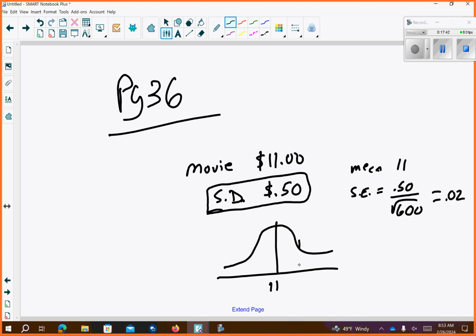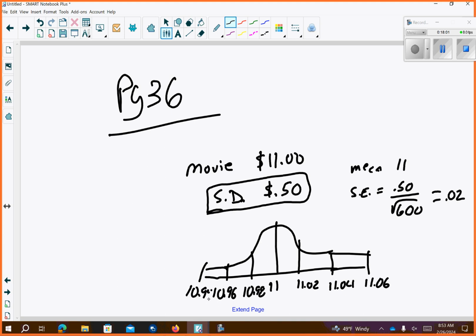So we have 11, 11.02, 11.04, and the other way 10.98, 10.96, and 10.94. Again, I had to come up with a standard deviation. We didn't have one, so we just went with that. All right. So let's assume our produced. Let's say we came out to $11.45. So $11.45 is way over here.